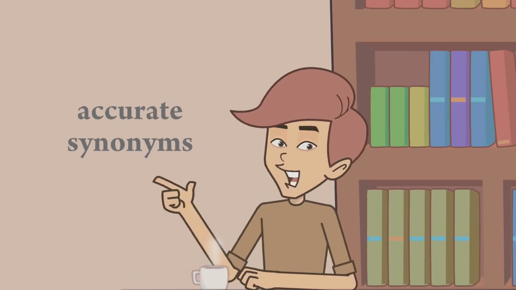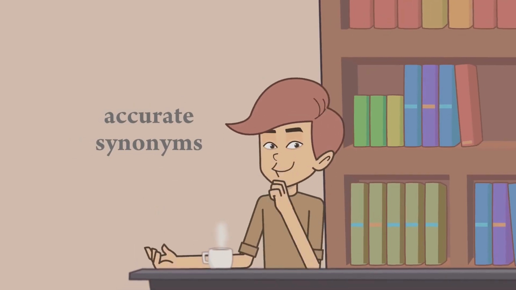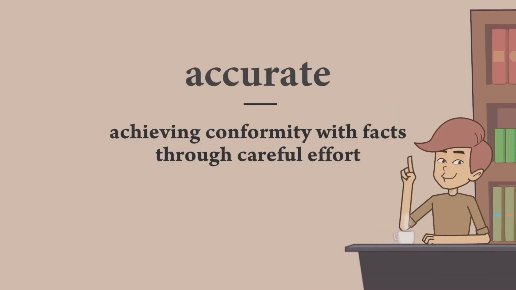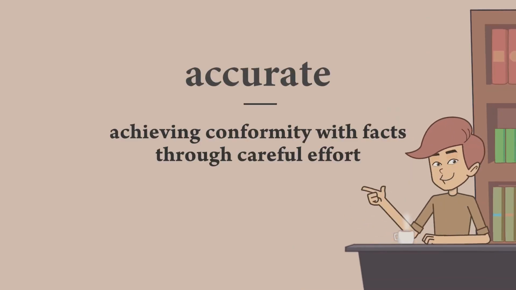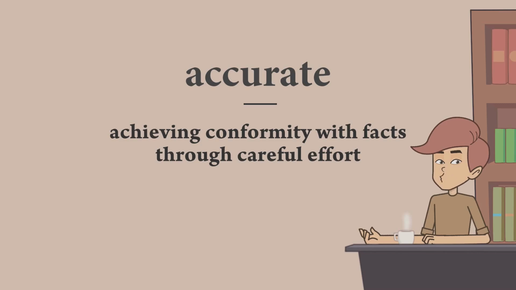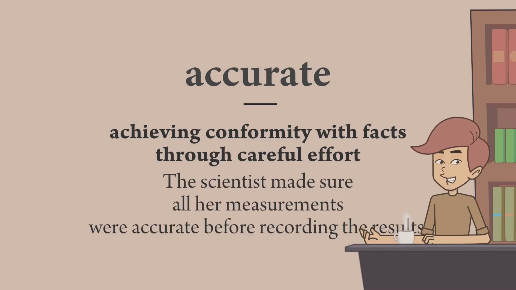All these words mean correct or without error, but they are used in different ways. Accurate means achieving conformity with facts through careful effort. It emphasizes that something matches reality with no significant deviation. The scientist made sure all her measurements were accurate before recording the results.